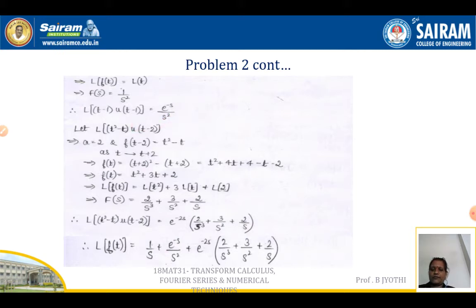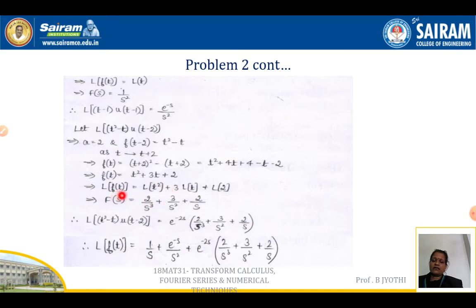So now we'll consider the third part, that is L of t square minus t into u of t minus 2, where a is 2 here. So f of t minus 2 will be t square minus t. As t tends to t plus 2, f of t will be t plus 2 whole square minus t plus 2. That is, on simplification, t square plus 4t plus 4 minus t minus 2. On simplification we get t square plus 3t plus 2.